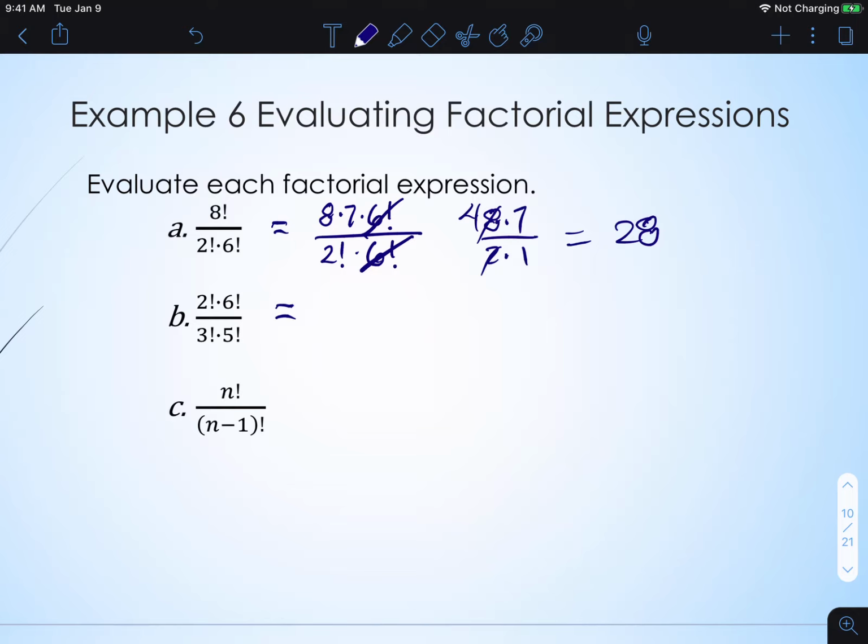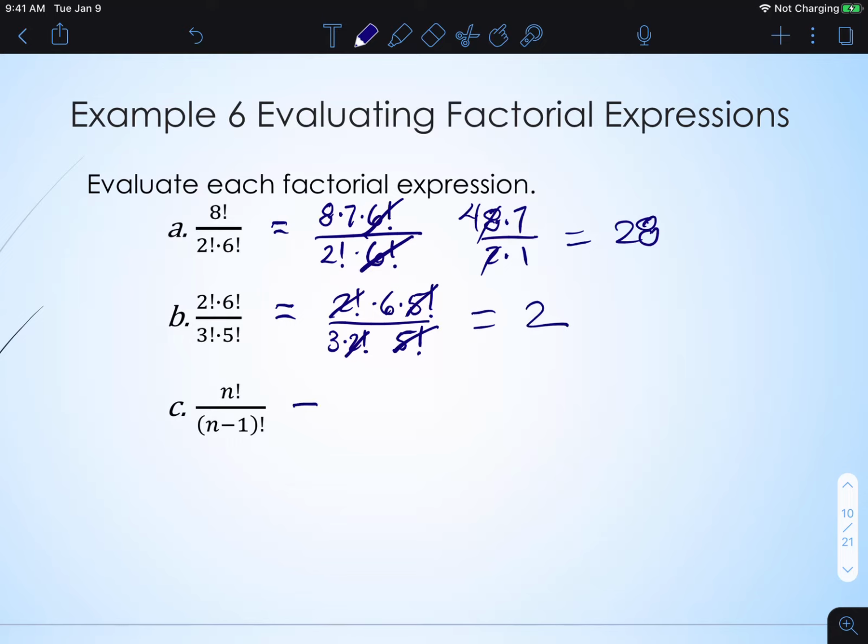Here we've got 2 factorial over, and we should say 3 times 2 factorial. And then at the top we have 6 times 5 factorial over 5 factorial. So look at all these things that we've got canceling out. 5 factorials cancel, 2 factorials cancel, and 6 over 3, well, that's just 2.